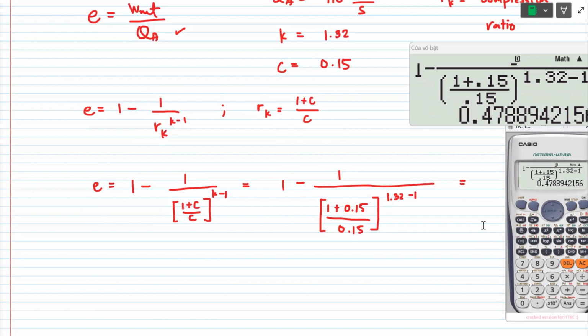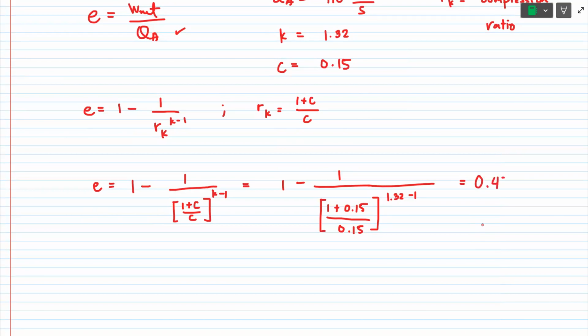Okay, that is equal to 47.889, okay, 0.47889. Approximately this is equal to 0.479. Okay, so that is the efficiency.